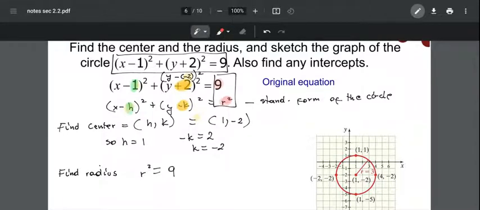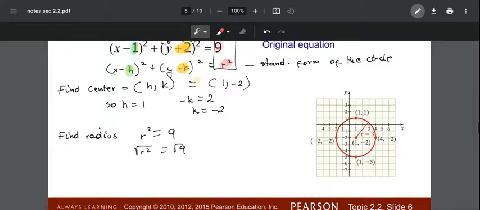So we take the square root of both sides. The square root of r squared equals the square root of 9, so the radius will be equal to 3. Just positive 3, because the radius represents a distance. So the radius is equal to 3. To graph the circle, you will be fine, because here we have a center and a radius.